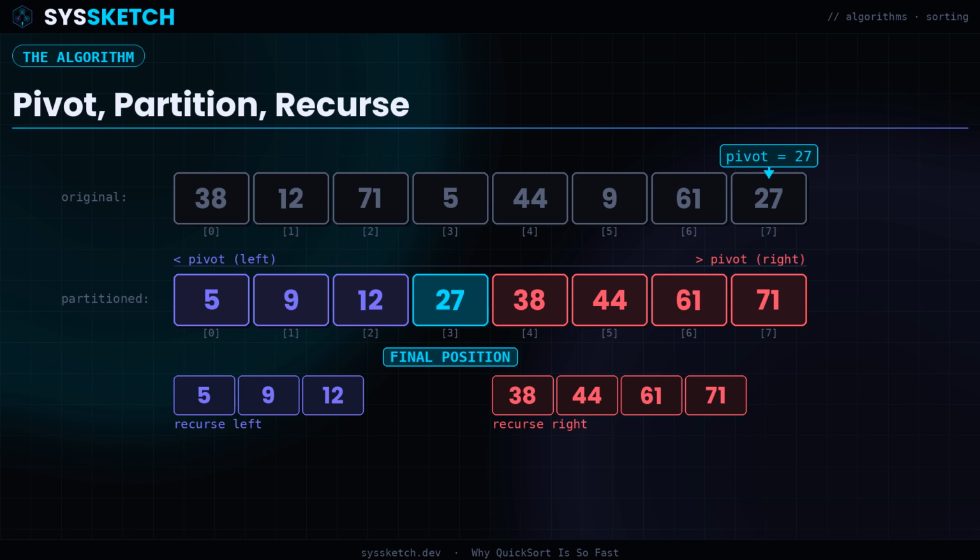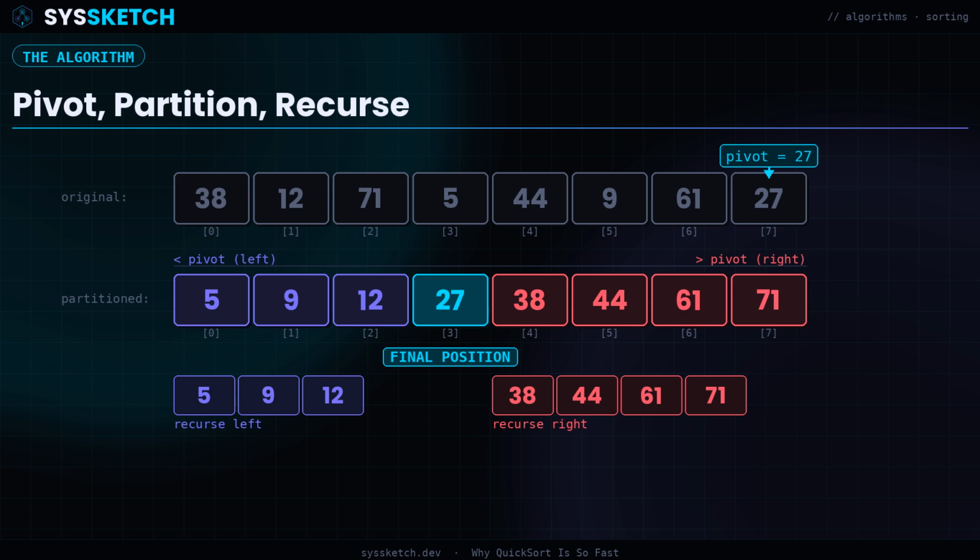The expected recursion depth is log base 2 of n, because a good pivot splits the array roughly in half each time. The worst case, which we will look at shortly, occurs when the pivot is always the minimum or maximum element, producing recursion depth of n rather than log n.